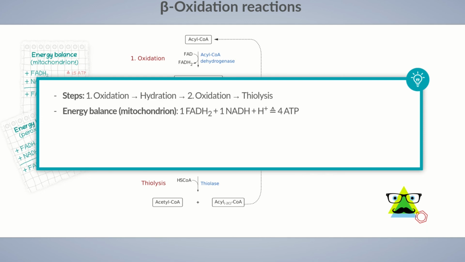In mitochondria, beta-oxidation results in one NADH and H+, and one FADH2 reducing equivalent per cleavage of acetyl-CoA. This corresponds to 4 ATP molecules. Peroxisomal beta-oxidation provides less energy as the FADH2 formed isn't introduced into the electron transport chain but is regenerated in the peroxisome under hydrogen peroxide formation.